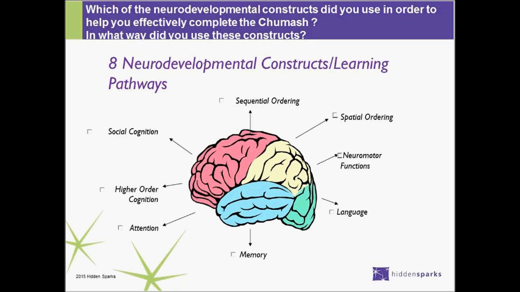What I'd like to do now is look at each of these that you've mentioned and come to a greater understanding of how it is that these were used in order to complete that Chumash task. So let's begin. We did the sequential ordering, as we mentioned a moment ago. Let's look for a moment at spatial ordering next, with regard to the task.